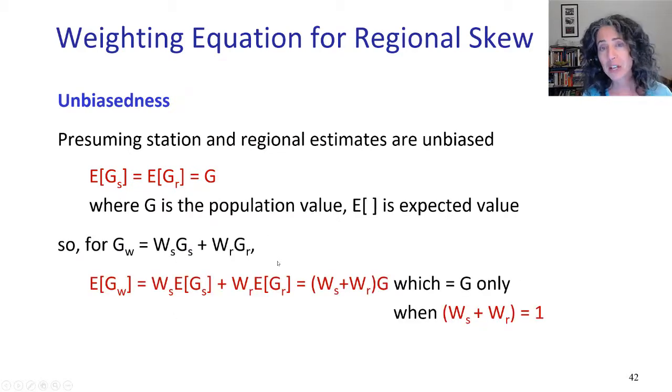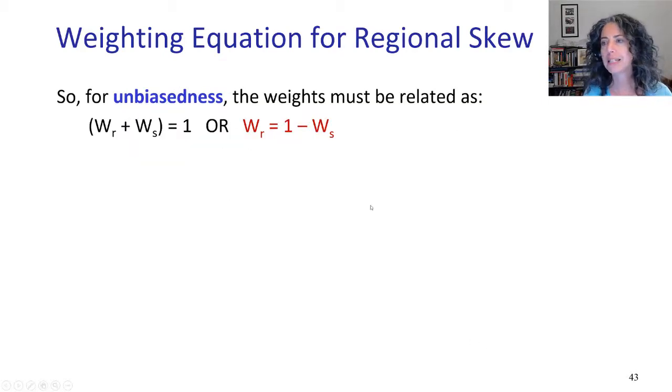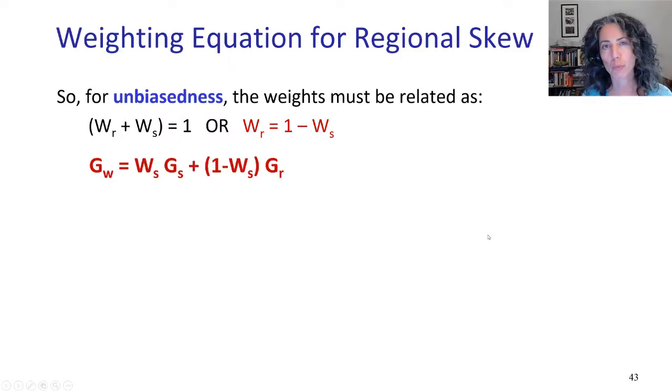So then applying the expected value operator to the weighting equation, that operator lets us pull out constants such as these weights. And if the regional skew and station skew are unbiased, they're each equal to G. And so if capital G is skew, that equation will be equal to G only when both weights sum up to 1. So for unbiasedness, we just need the weights to add to 1. And if we isolate the regional weight and substitute it back into the equation, we're here.